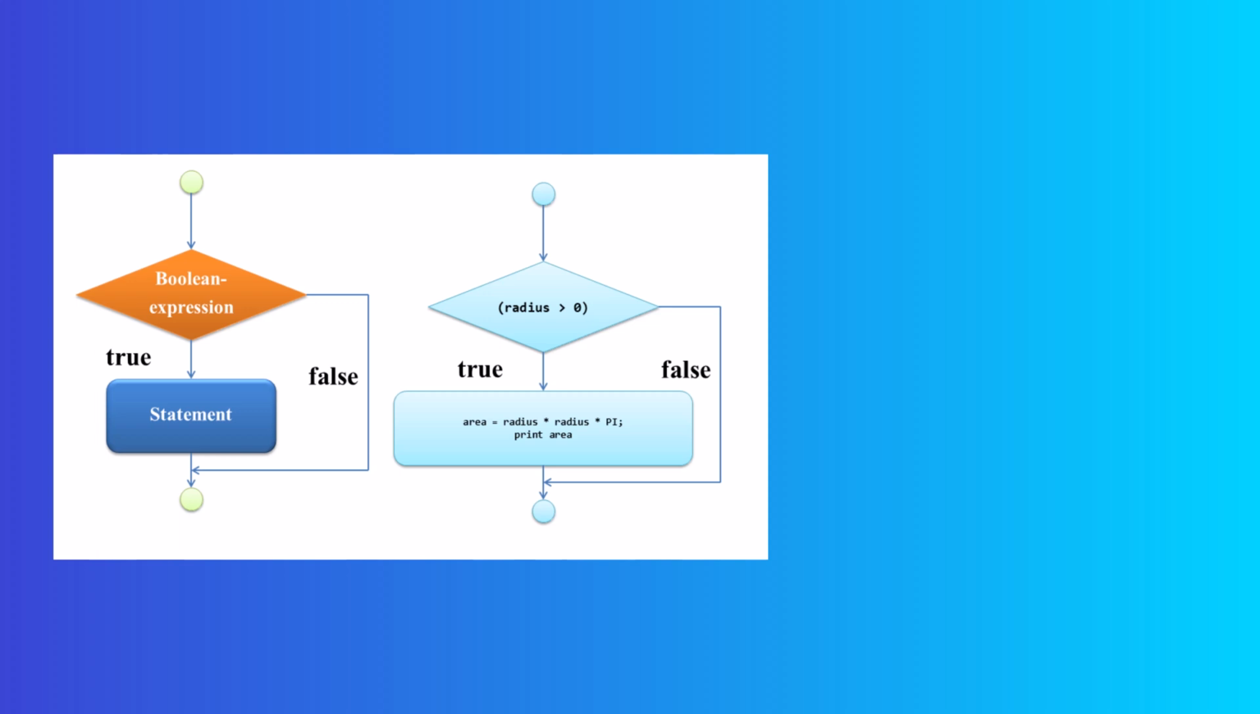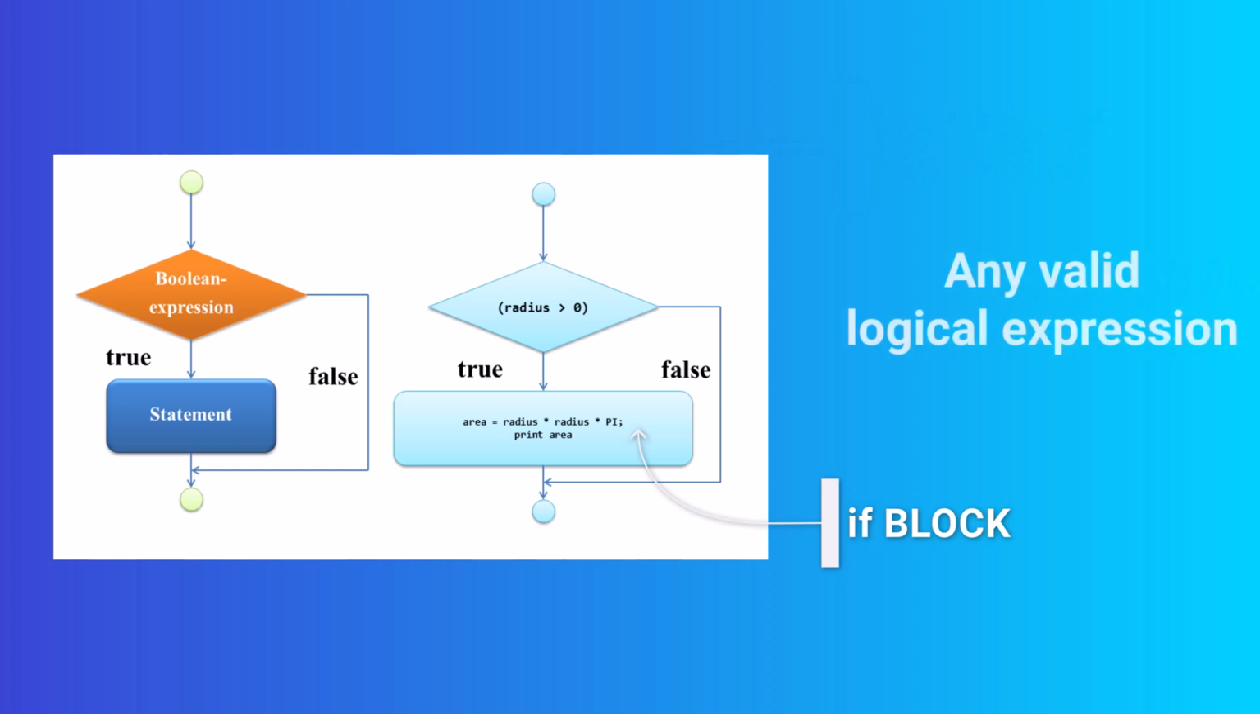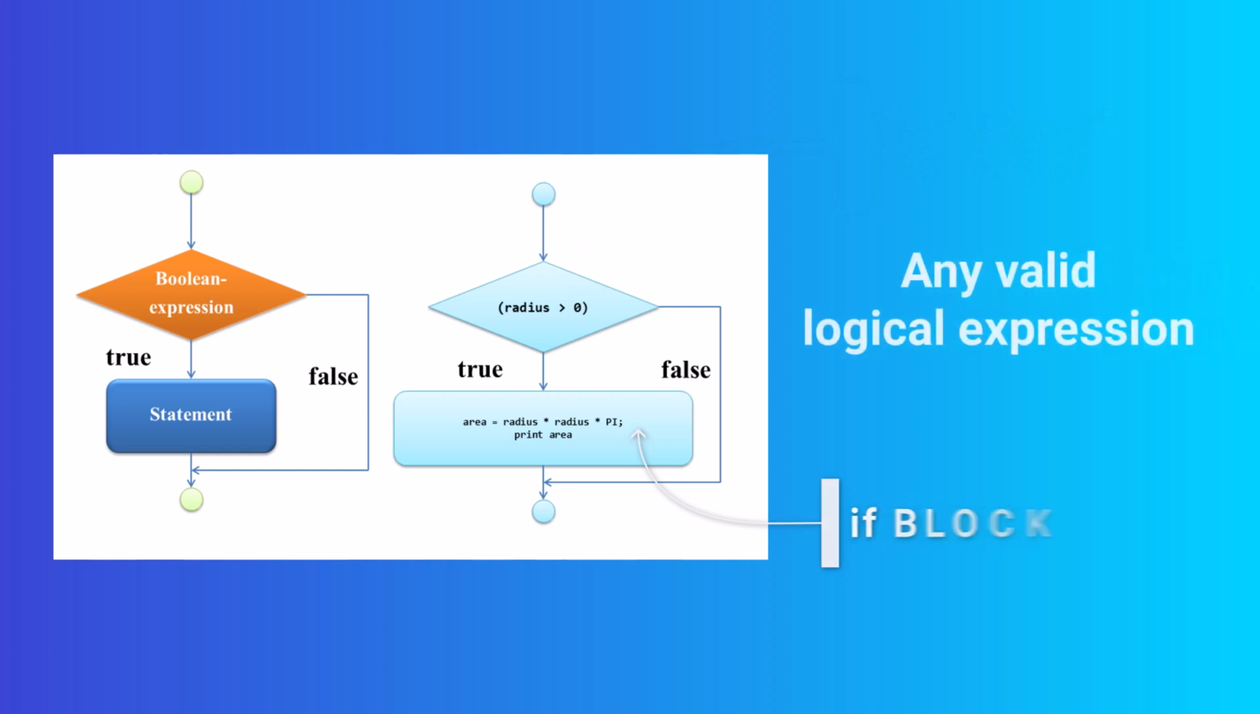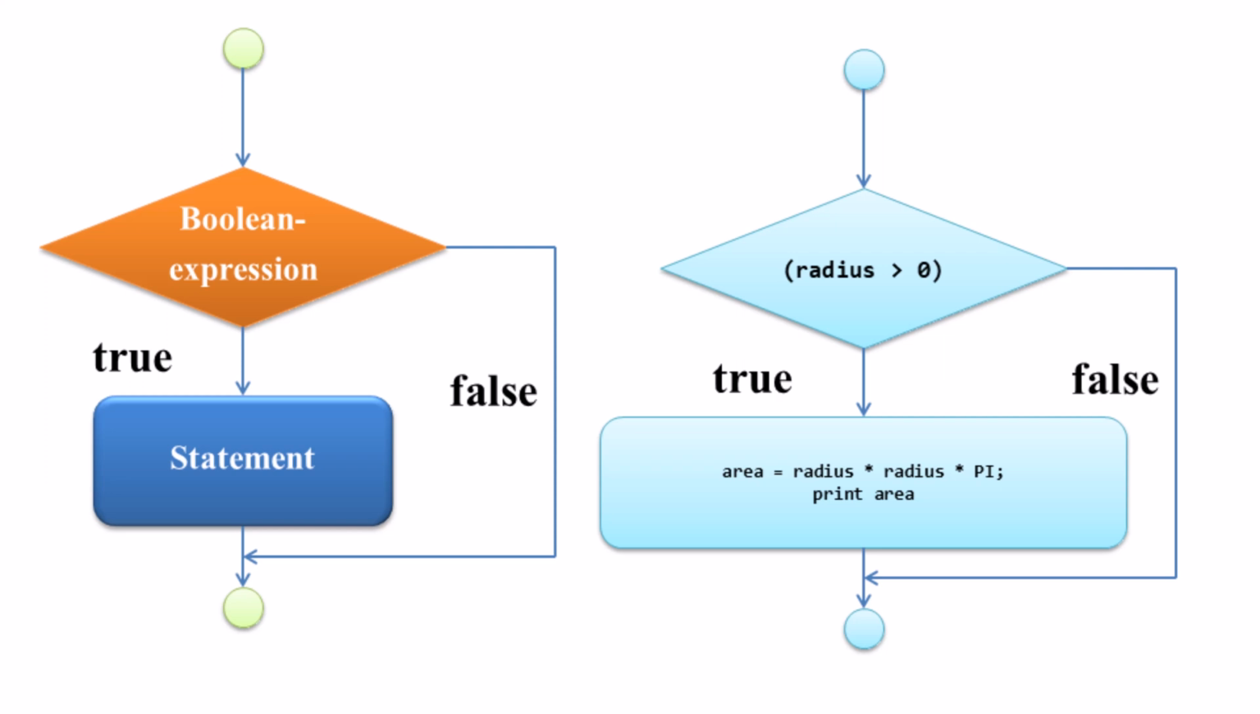Now look at the flowchart of the if statement. The if statement is used to test a particular condition, and if the condition is true, it executes a block of code known as the if block. The condition of the if statement can be any valid logical expression which can be evaluated to either true or false. In this picture you can see that if radius is greater than 0, it will calculate the area, otherwise it will go outside of the block of code, that is outside of the if statement.